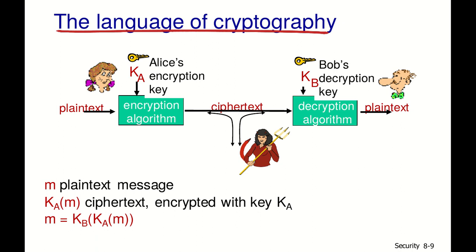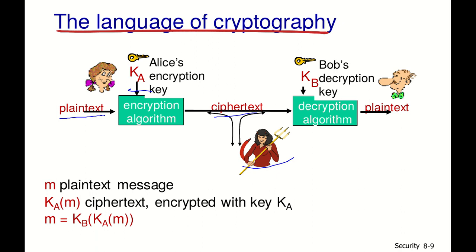First of all, we have the plaintext. This is the message that we want to encrypt, the original message. Alice wants to send a plaintext message to Bob, and Alice doesn't want Trudy to get the content of this message. So Alice has to encrypt this plaintext using Alice's encryption key, let's say it's called KA. The result of this encryption is called ciphertext.